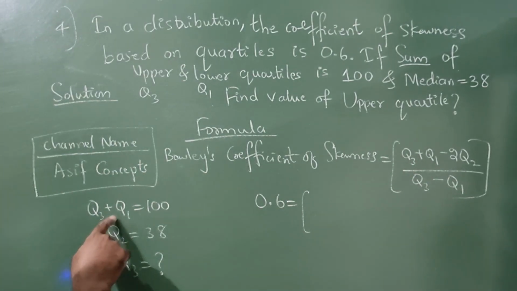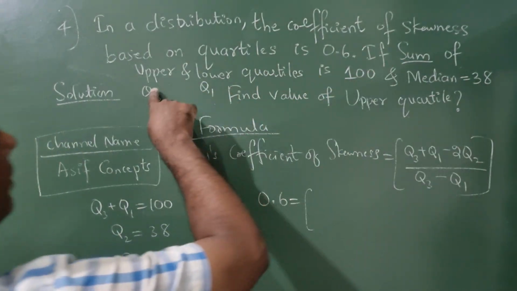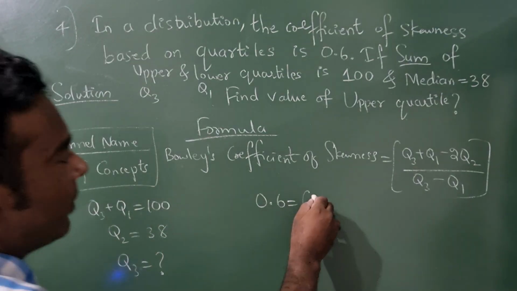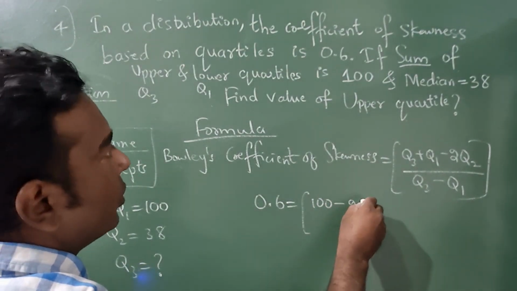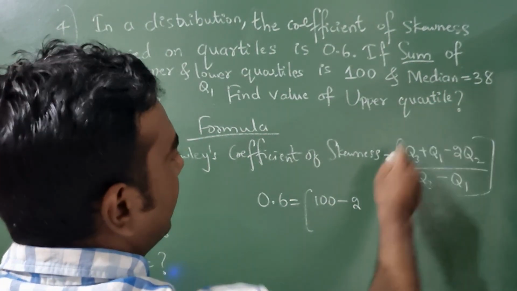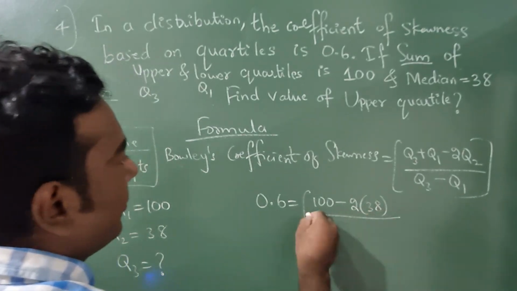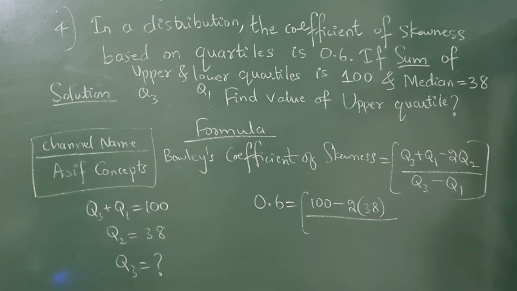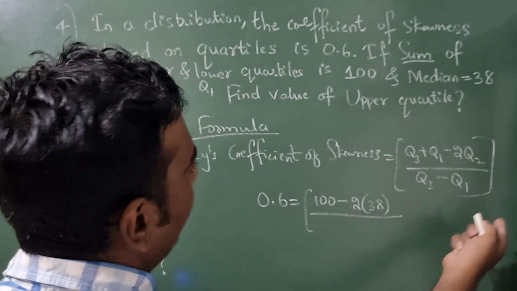Q3 plus Q1 is nothing but sum. Sum of upper and lower quartile is 100. So I am going to write 100 here. Minus 2. Q2 is nothing but median. It is 38. Now we need to find out Q3. But they did not give Q1 value also.